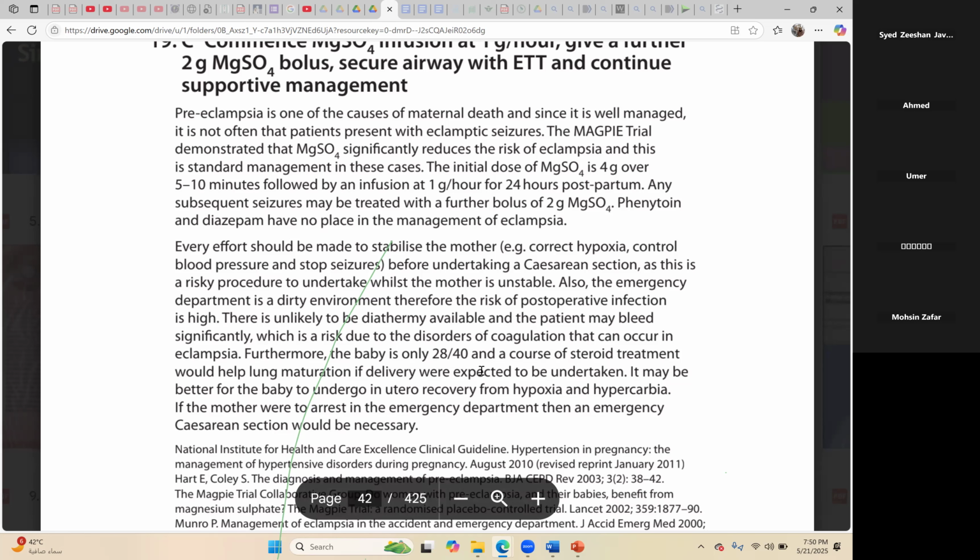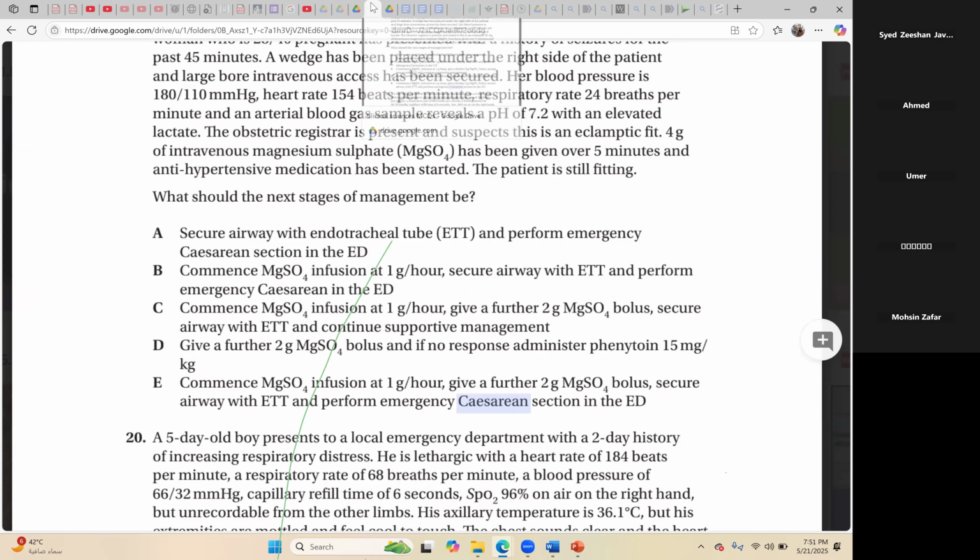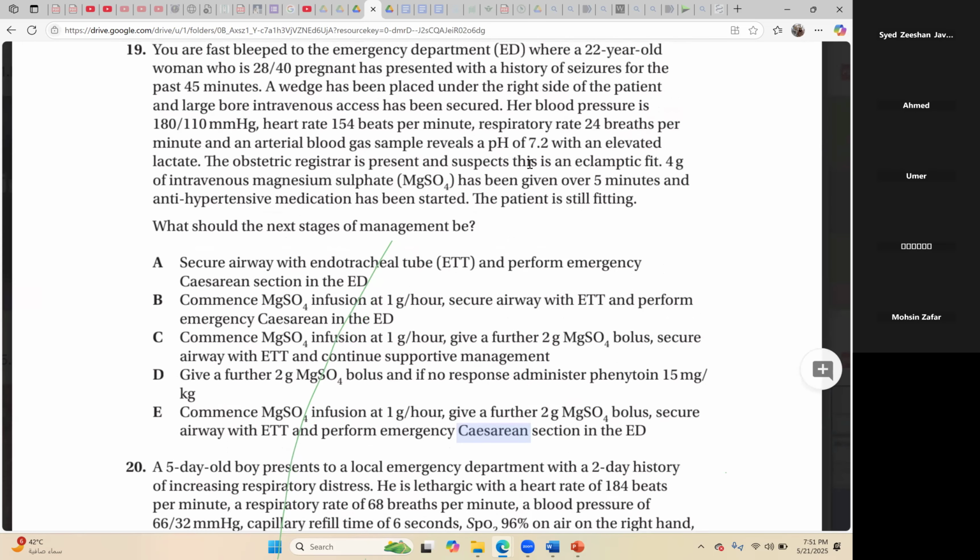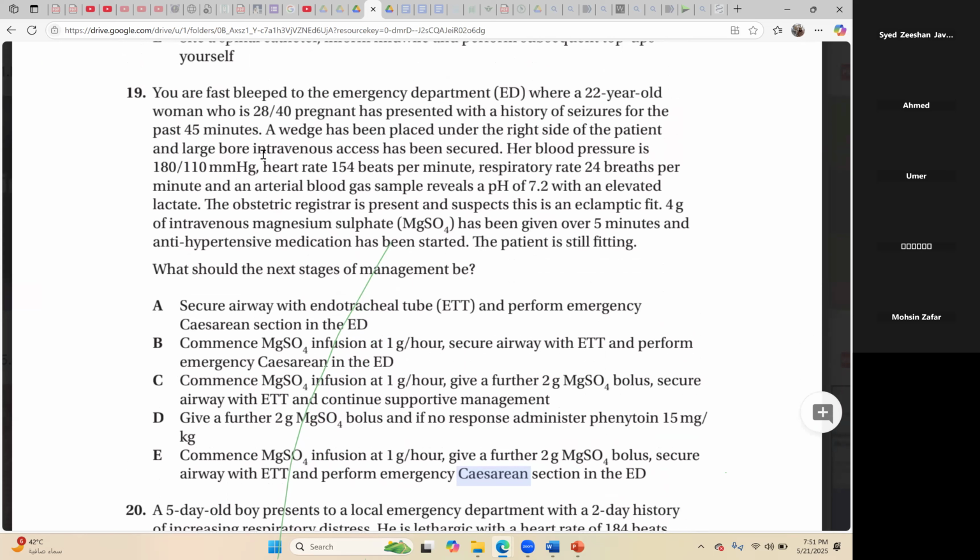Furthermore, the baby is only 28 weeks and a course of steroid treatment would help lung maturation. If delivery were expected to be undertaken, it may be better for the baby to undergo in utero recovery from hypoxia and hypercarbia. If the mother were to arrest in the emergency department, then, so I think that's the reason for this, if they had given any hint of fetal distress, then emergency cesarean will come. Okay. So that's why emergency cesarean.